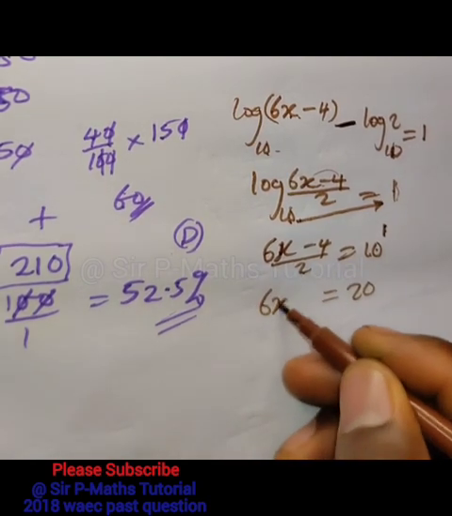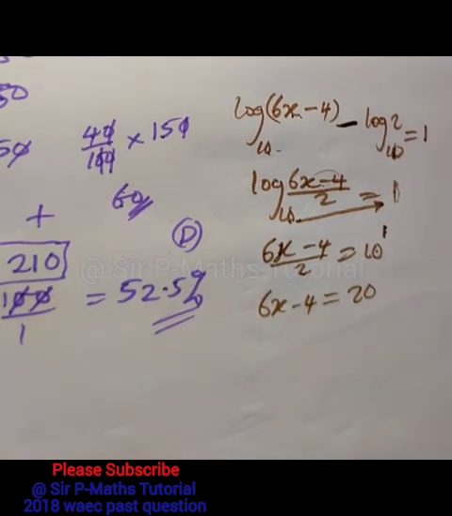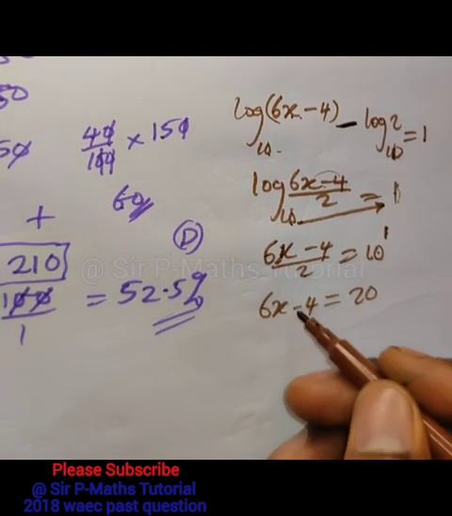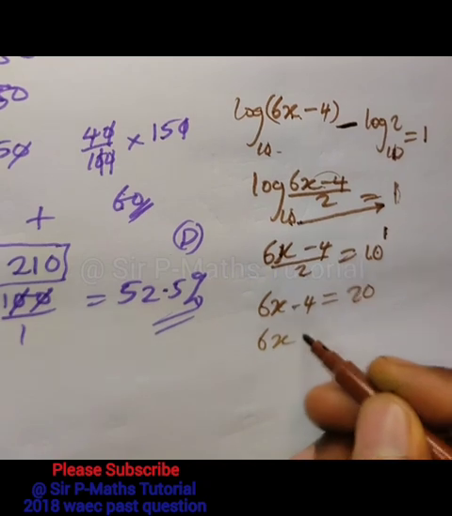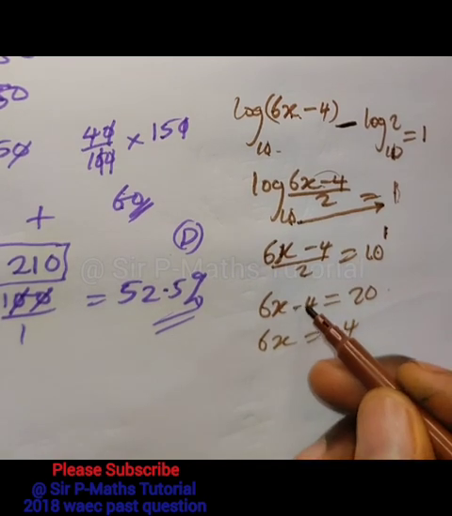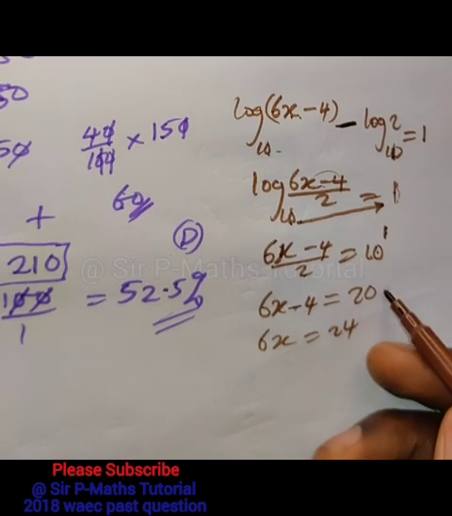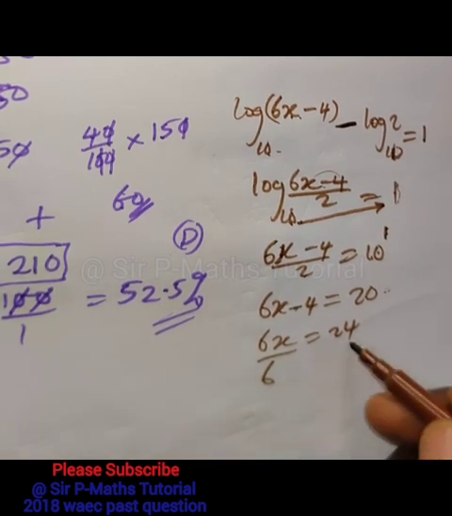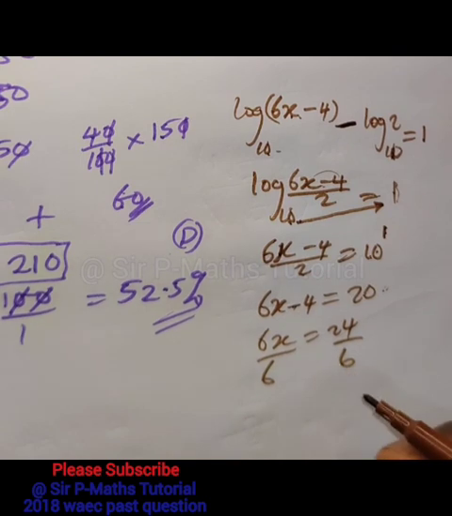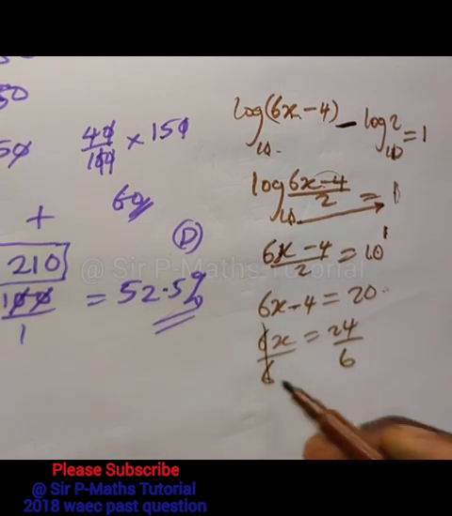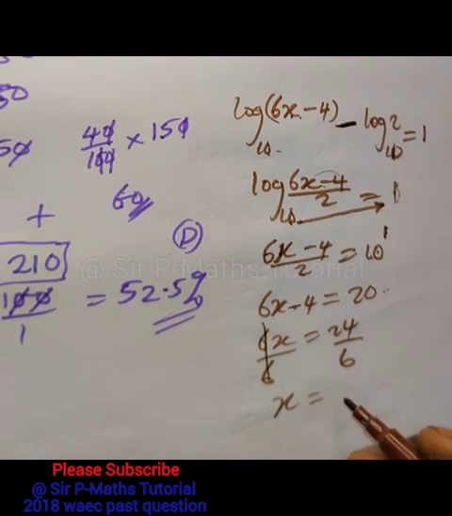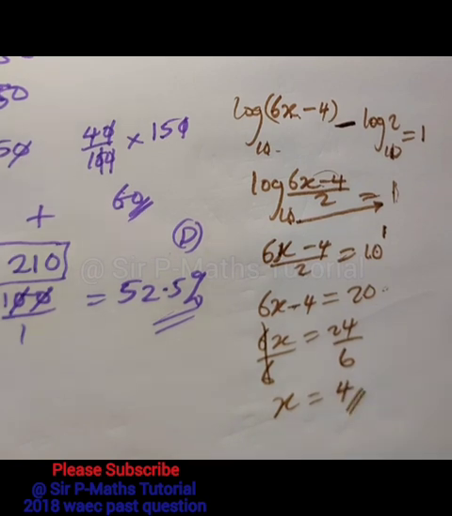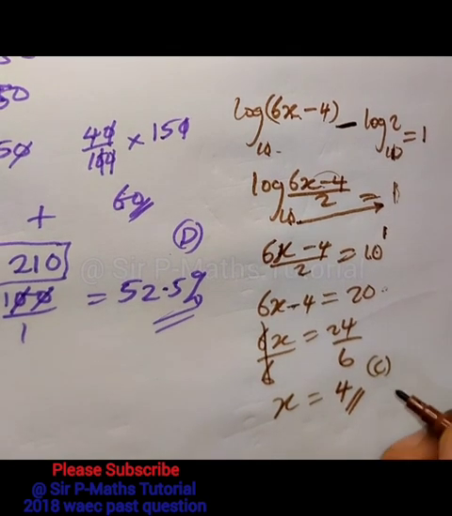Alright, so I'll have 6x minus 4 equal to 20. Making x the subject, the 4 we cross. I will have 6x equal to 24 because if it crosses, it becomes plus. 4 plus 20 is 24. Then we divide both sides by 6. If I divide both sides by 6, my x will become 4. And that is in option C.